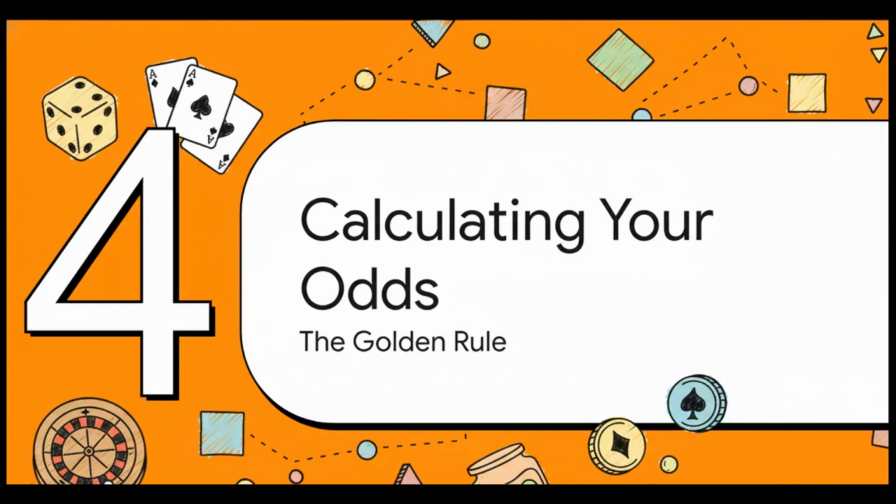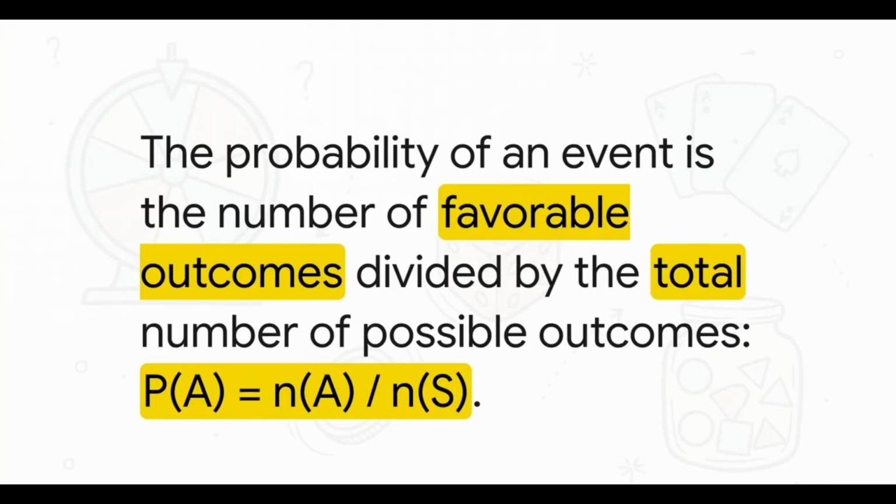All right, we have totally mastered the art of counting, which means it is time for the big payoff. We are finally ready to calculate the actual odds of something happening, and we're going to use the golden rule of probability. And here it is, the classical probability formula.